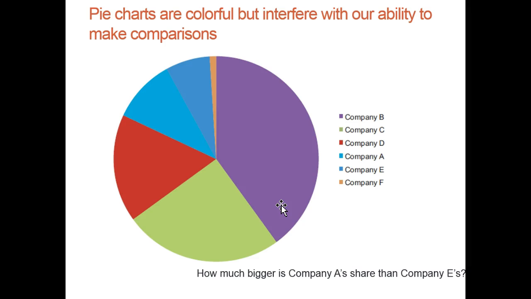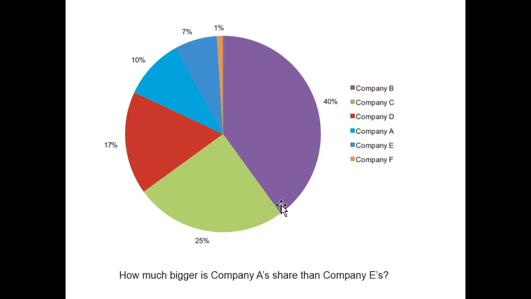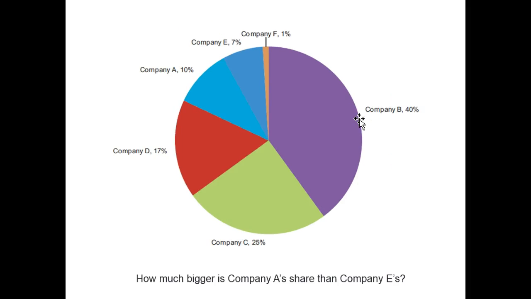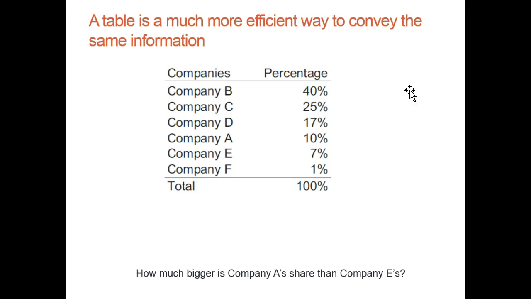Now we could make this a lot easier to see if we put labels on here. We still have to do a lot of work to match things up. So we could put the information like this. Now I have the company and the percent here, and now I can make these comparisons. What I've basically done is created a table that I've put in a circular format. If I'm going to do all this, I might as well just put it in a table. And now if I ask you how much bigger is company A than company E, I guessed 10% bigger before. It's 3%.